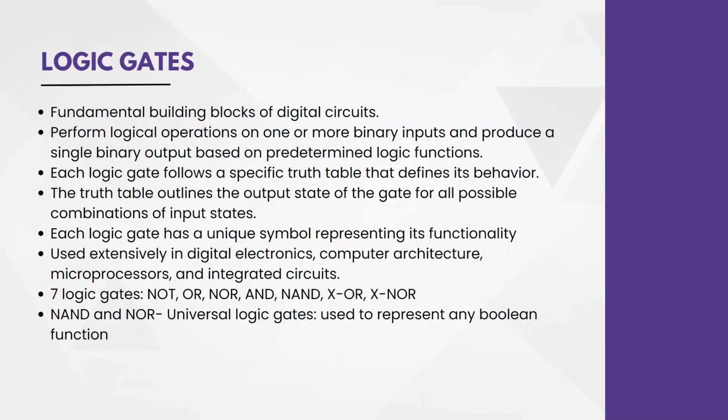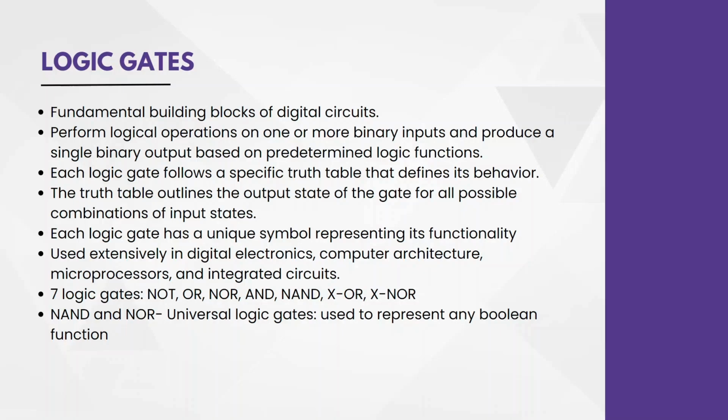We will get a clear understanding of the logic operation by studying the truth table, which defines the behavior of the logic gate. There are 7 logic gates which we will be learning now, and each logic gate has its own symbol so that we can easily understand it when it is represented in a circuit. These are the logic gates, and among these, NAND and NOR are called universal logic gates, which means any Boolean function can be represented by these two gates. Hence, we call them universal logic gates.